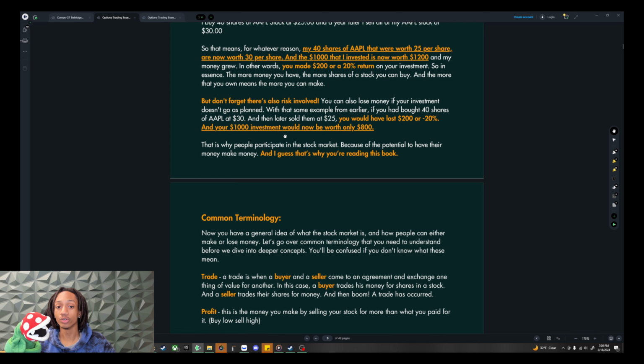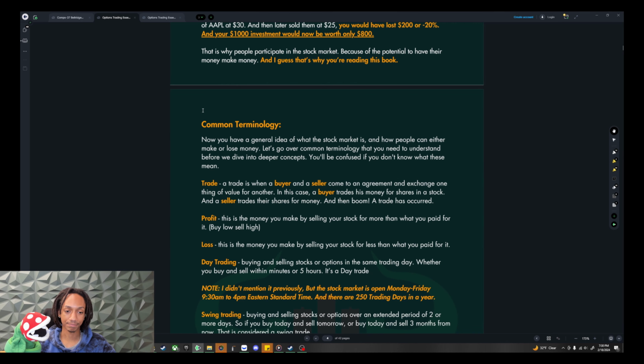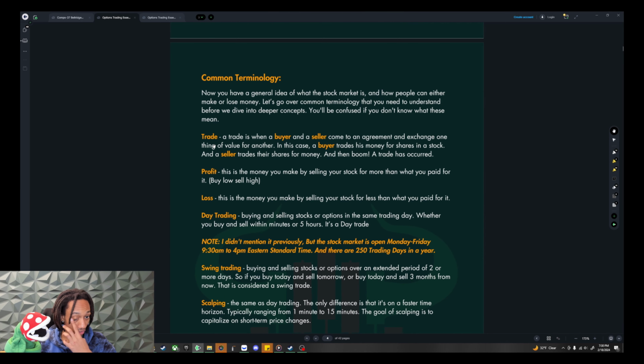Reminder, like I told you, it's an auction. So you always have the potential that it could go lower, it could go higher, and that's just the risk you're getting into when you come in to trade stocks and eventually options. And again, that's why people participate in the stock market, because of the potential to have their money make money. And obviously, that's the best thing that you can do in order to change your life, right?